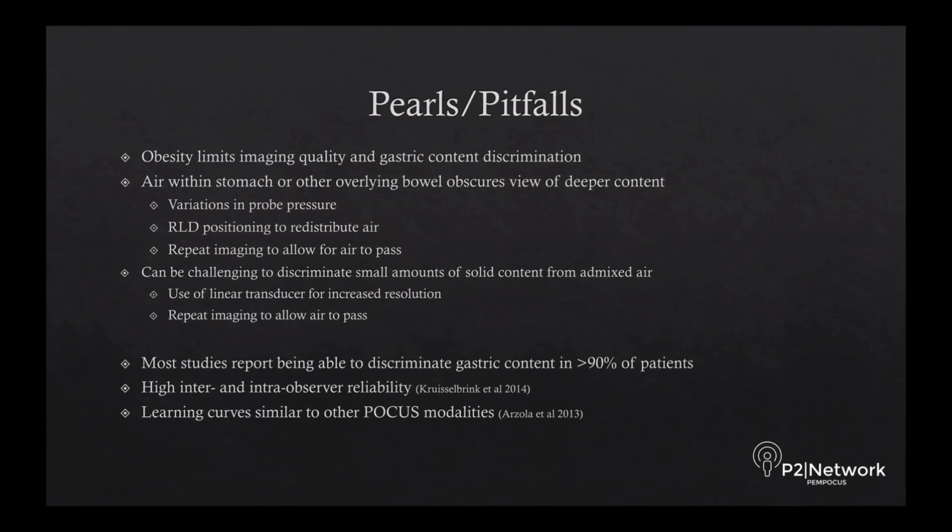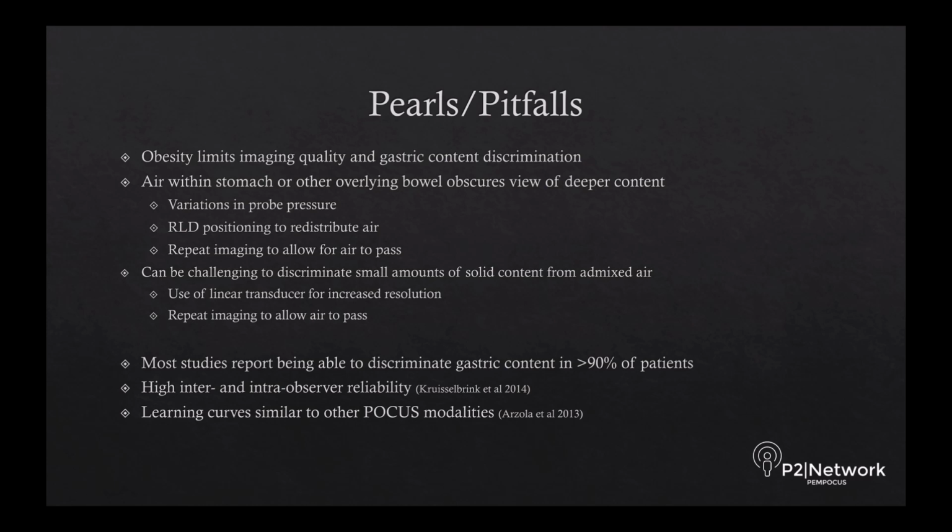Some pearls and pitfalls when performing this exam. As in all ultrasound studies, obesity limits your imaging quality and your ability to discriminate gastric content. Air within the stomach or overlying bowel obscures the view of deeper content, be that seeing the stomach itself or seeing deeper content within the stomach. To try to work with that, you can use variations in probe pressure as you do with any other abdominal application. You can try positioning your patient in the right lateral decubitus position to redistribute air. That may help you. You may also find that it hurts you. You can also repeat your imaging to allow for air to pass.